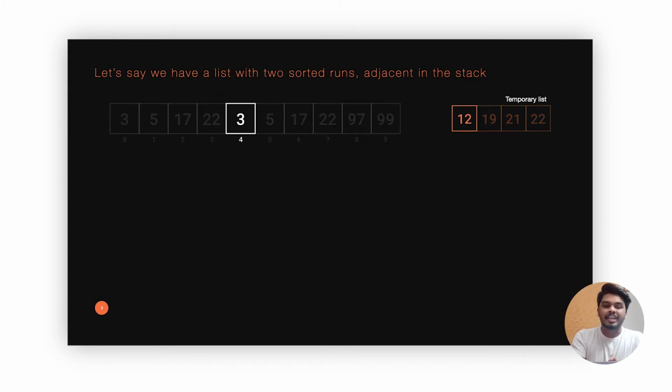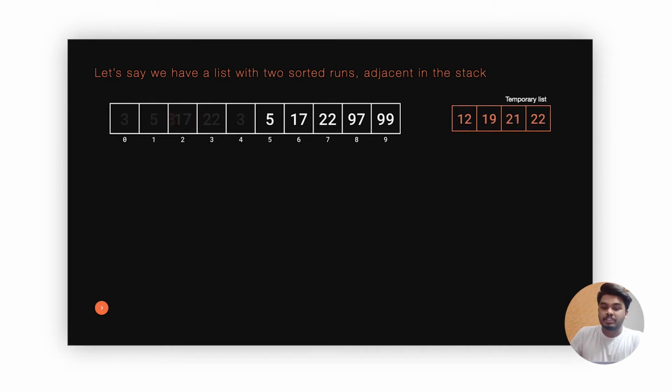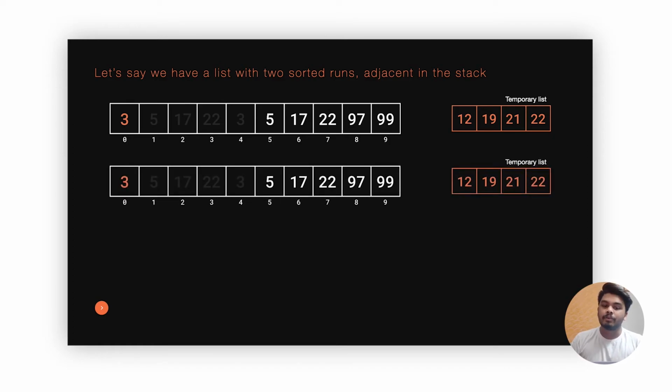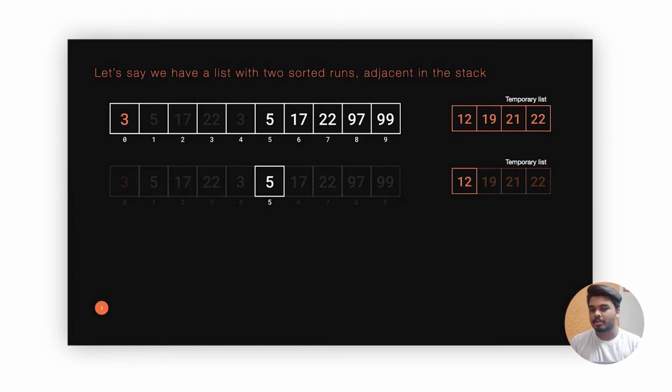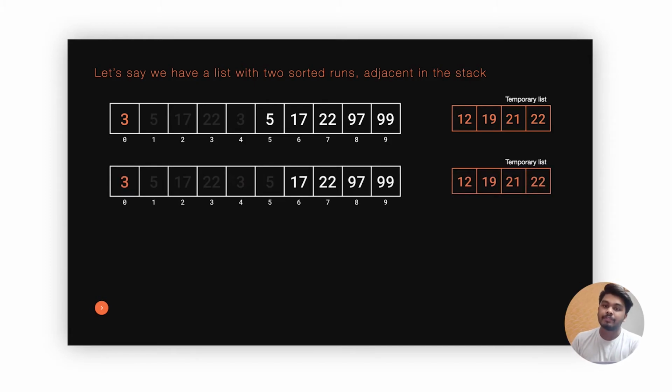Now, we check the first element of run 1 with the first element of the temporary list. And we find that 3 wins because 3 is less than 12. So, what we do is we move 3 to the first position in the list. Next, we check for an element at index 5 with the first element of the temporary list. We find that 5 wins. We move 5 to the second position of the original list.